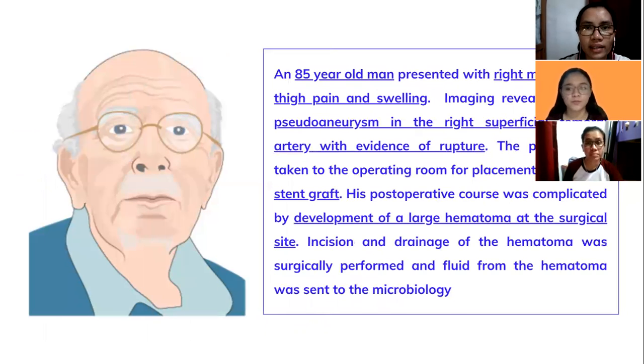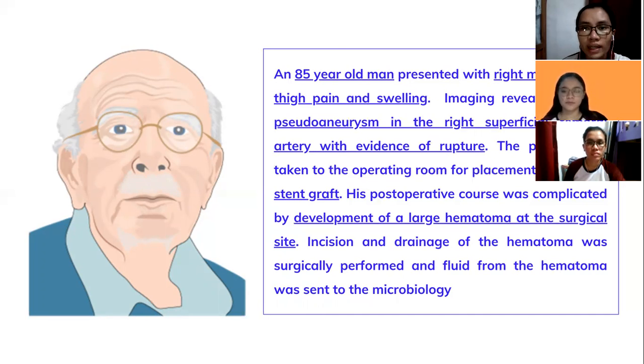Our case study is about an 85-year-old man presented with right medial upper thigh pain and swelling. The imaging revealed a large pseudoaneurysm in the right superficial femoral artery with evidence of rupture. A pseudoaneurysm is also known as a false aneurysm, which occurs when a blood vessel wall is injured and the leaking blood collects in the surrounding tissue.